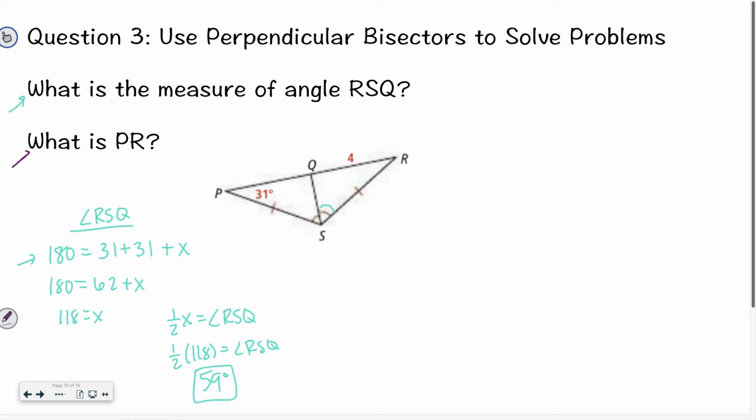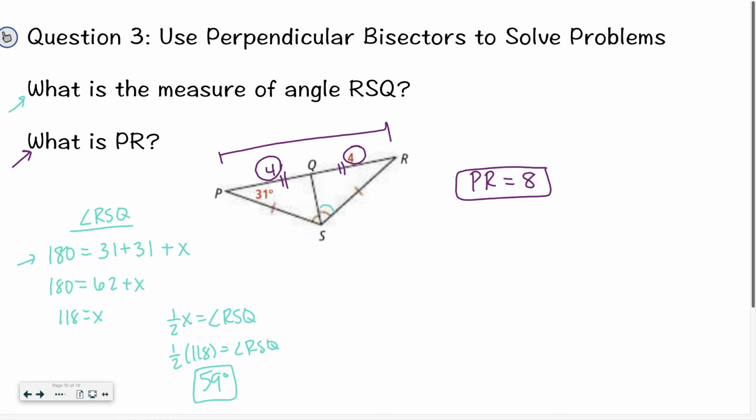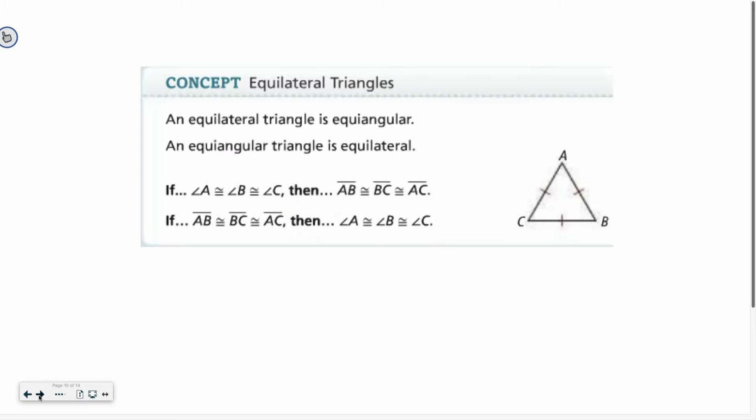Now, I want you to look at the picture and figure out what PR is. Hopefully you looked at this picture and realized that with the perpendicular bisector, these two line segments are congruent to each other. So if this is 4, this also has to be 4. And we are looking for this entire distance, so I add them together and I get PR equals 8. If you have questions, please be sure to ask.